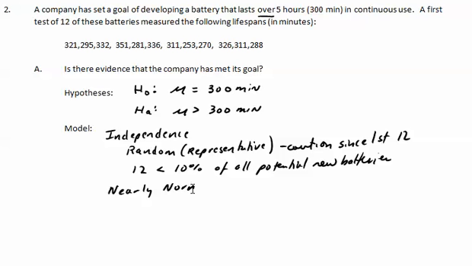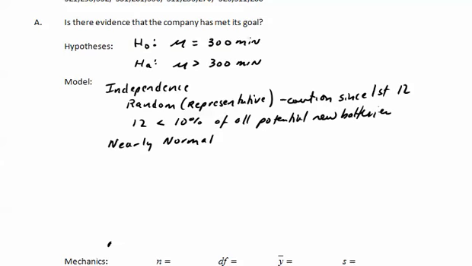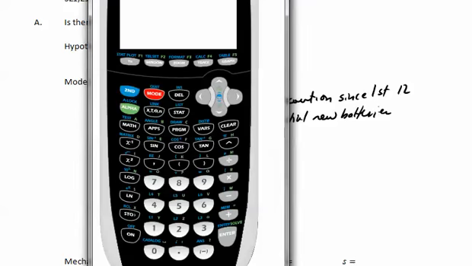And then we need to test the condition that it is nearly normal. Now, we don't know the overall population distribution. We only have 12, so that's not enough to assume nearly normal. We're going to actually have to have some kind of plot of the data. This time I think the best thing, I put this data in my calculator, and hopefully you can do that too.